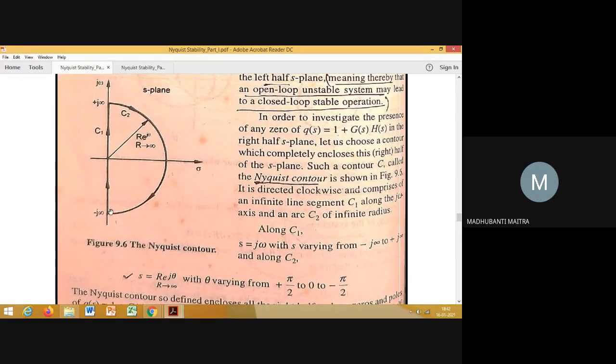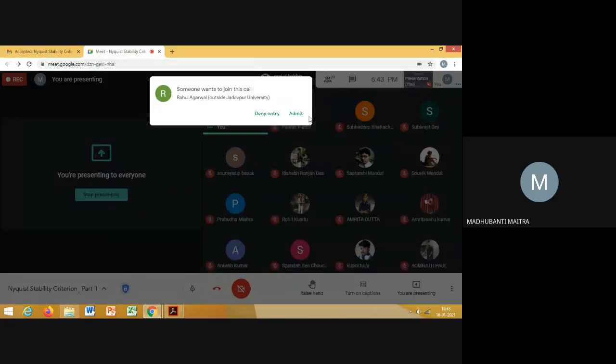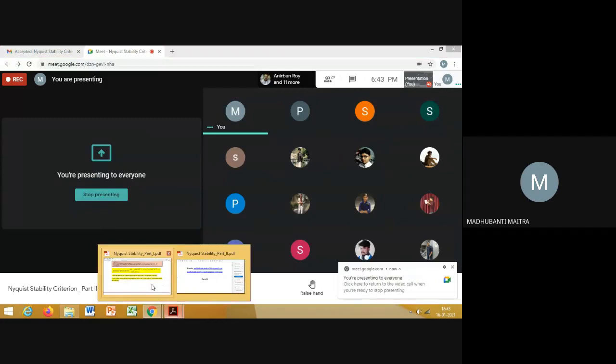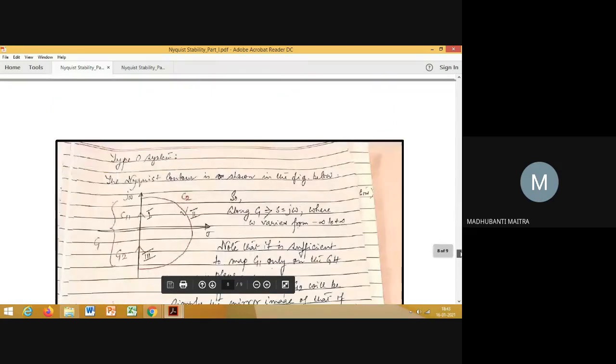Why? Because the mapped version of this path, where s is again j omega, but this time omega is varying from minus infinity to 0, will be simply the mirror image of the mapped version of this path about the real axis. Why? Because we know that G conjugate(j omega) H conjugate(j omega) is equal to G(minus j omega) H(minus j omega). So is it clear? Yes, ma'am. Okay, so let's try to solve a few problems.